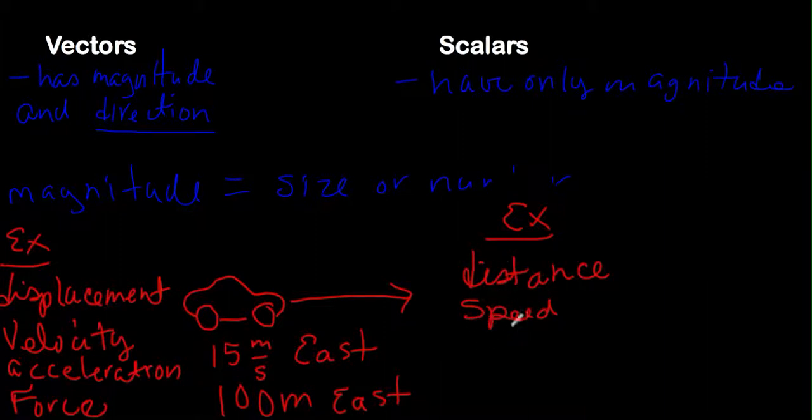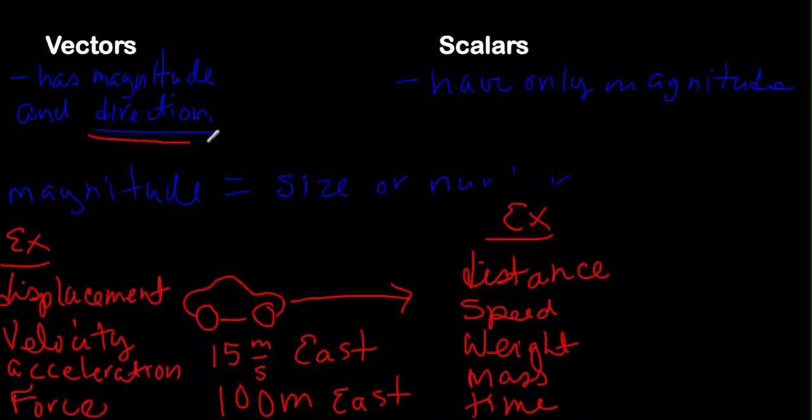When you talk about different things that are scalars, we have speed, we have distance, things like weight. Sometimes it doesn't make any sense. You can't weigh 100 pounds to the north. Mass, time are all things that are considered scalars. So the biggest thing when you're talking about scalars versus vectors is vectors have a magnitude and a direction that they're going, where scalars will only have a magnitude or a number.